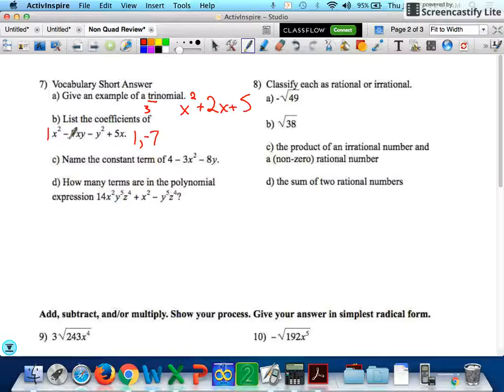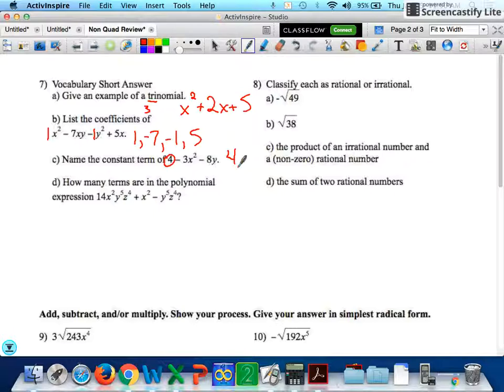-7 is clearly a coefficient. It's in front of variables. And then look here. This is also a -1. And then our final coefficient is a 5. So you just list all the numbers that are in front of variables. Those are coefficients. C says name the constant term. A constant term is just a plain number all by its lonesome. The only one of those we have here is a +4.